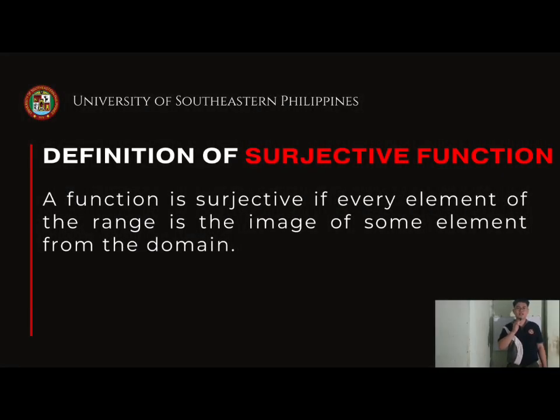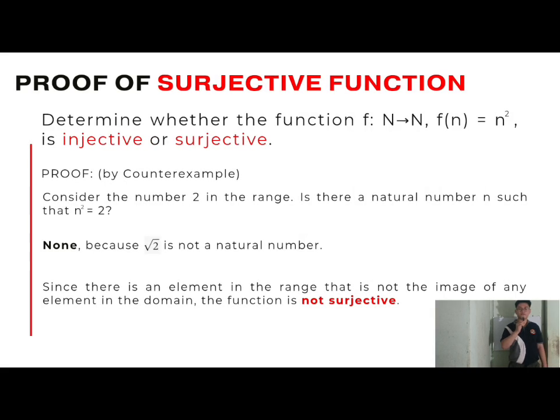Next, we will define a surjective function. A surjective function is also known as an onto function. A function is surjective if every element of the range is the image of some element in the domain. In other words, every possible output is actually achieved by some input. So now we will determine whether the function is surjective. We will use proof by counterexample.